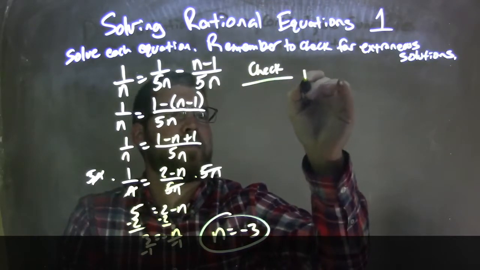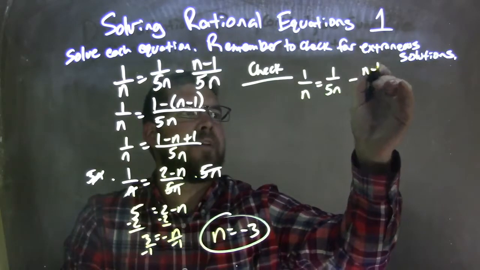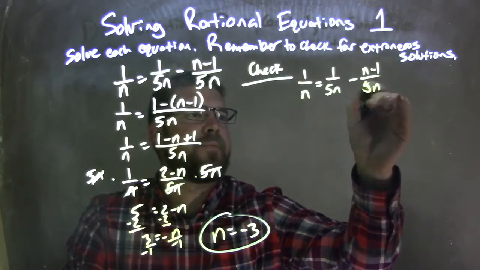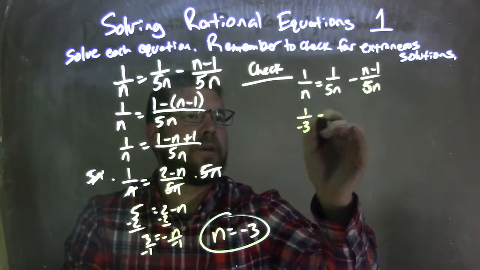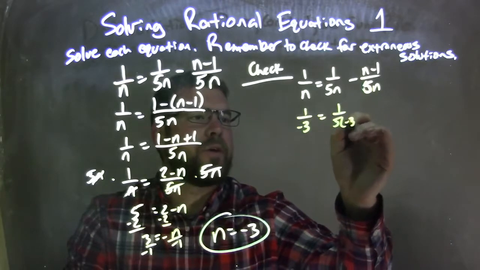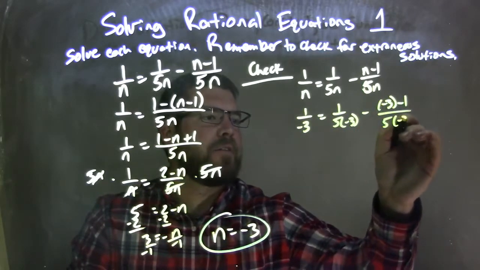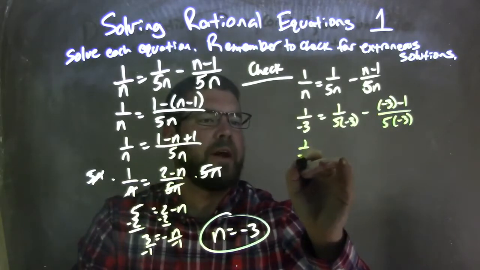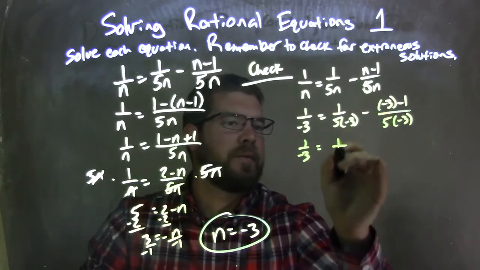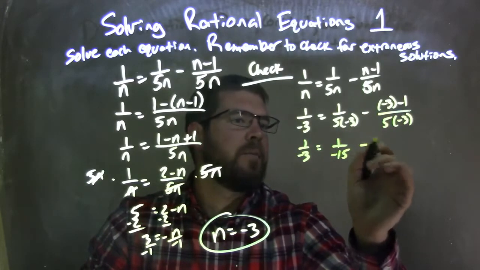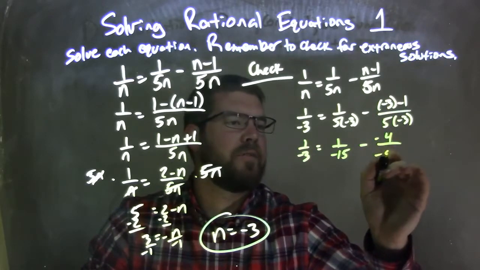So we're going to rewrite my equation, 1 over n equals 1 over 5n minus n minus 1 over 5n. And let's plug negative 3 in for n. So we have 1 over negative 3 equals 1 over 5 times negative 3 minus negative 3 minus 1 over 5 times negative 3. Well, 1 over negative 3, can't really do anything there. Let's simplify the right-hand side. That's 1 over 5 times negative 3, which is negative 15. Minus negative 3 minus 1 is a negative 4. And then 5 times negative 3 is negative 15.